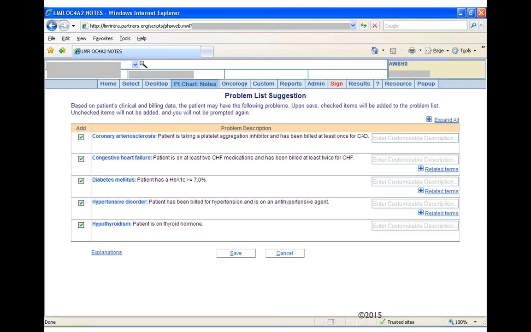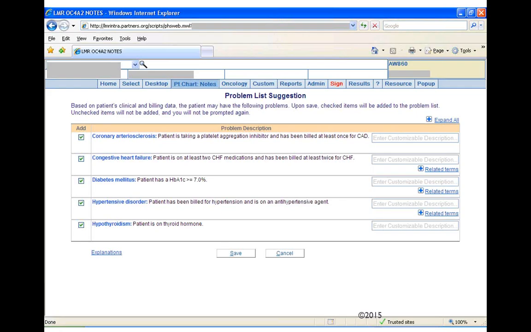So we gave physicians three options when they were faced with this. If they left the item checked, they would be stating, I think my patient does have this problem, and then they would get rid of the alert forever, and they would add the problem to the problem list. If they said that the patient didn't have the problem, then we would remember that the patient didn't have the problem.